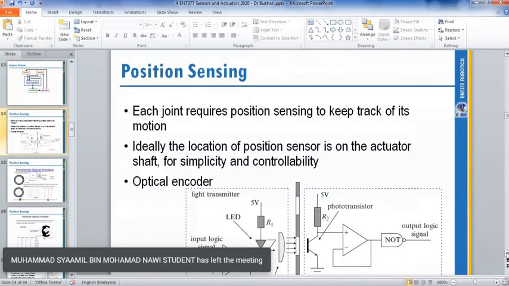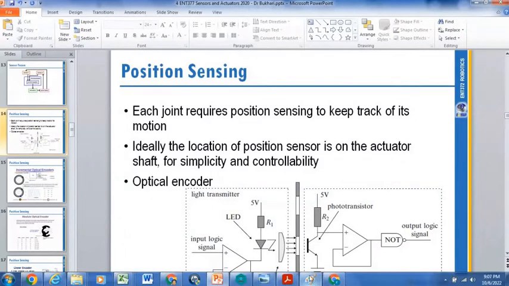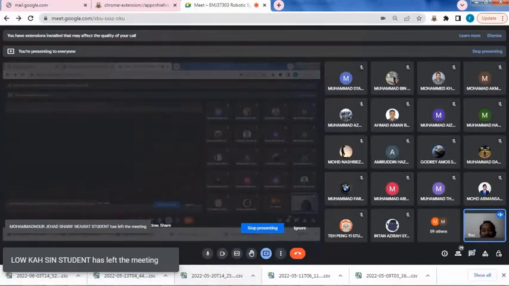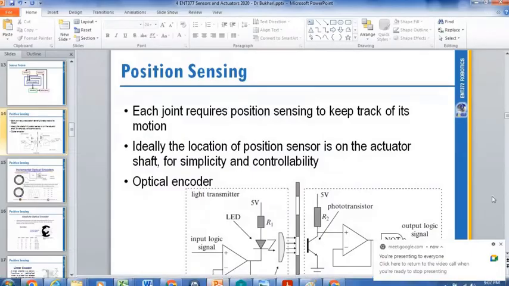Oh, 9 o'clock already. So how many students joined? I hope the number is increased. 79, correct? Any question until this? So this is theory, not calculation yet.